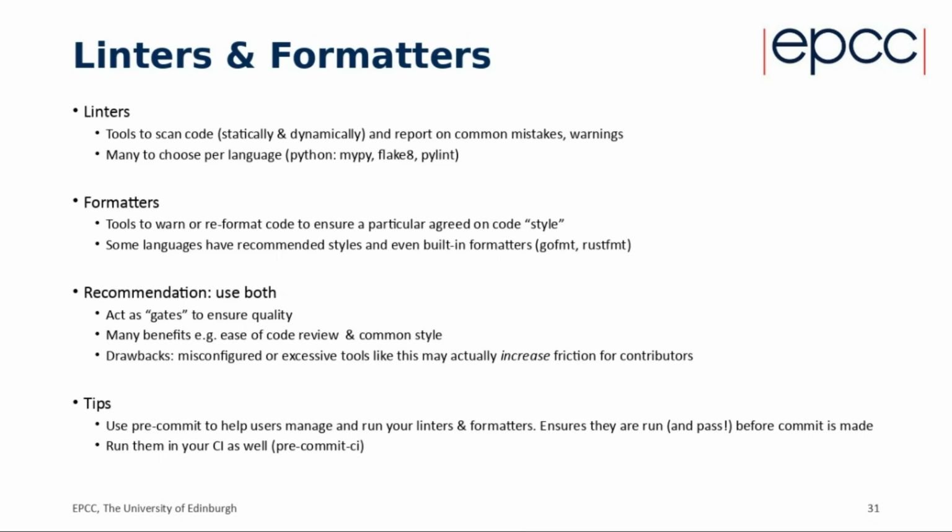move on. Okay, so some tools can help you ensure better code quality. There's kind of two flavors: linters and formatters. Linters are tools that can scan code, either just as they read in the file, or they might actually compile and run it, and they will report on any common programming language mistakes or warnings. Each of these has a list of common mistakes. For Python, for example, MyPy, Flake8, and Pylint are the three big ones.